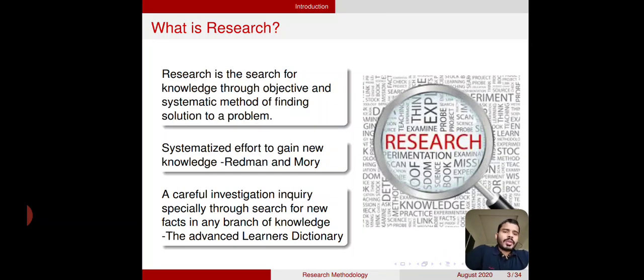Redman and Mory gave another definition: the systematized effort to gain new knowledge. Always after the end of the research we get new knowledge. So a systematized effort to gain new knowledge is nothing but research. The Advanced Learner's Dictionary gives it in another way: a careful investigation or inquiry, especially through search for new facts in any branch of knowledge. That is what is called research.